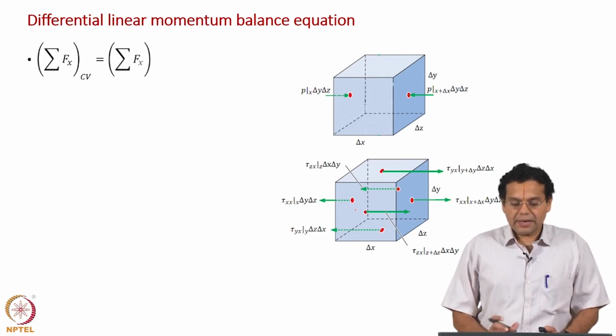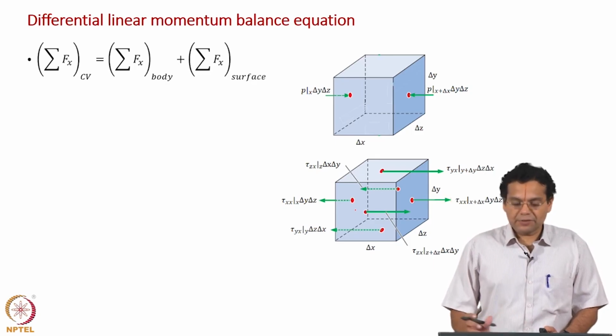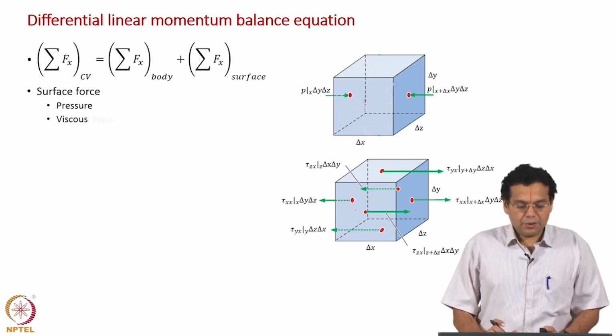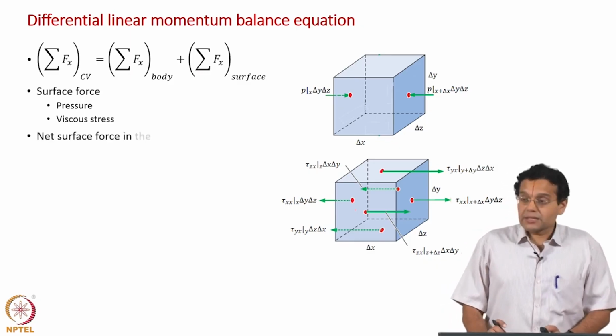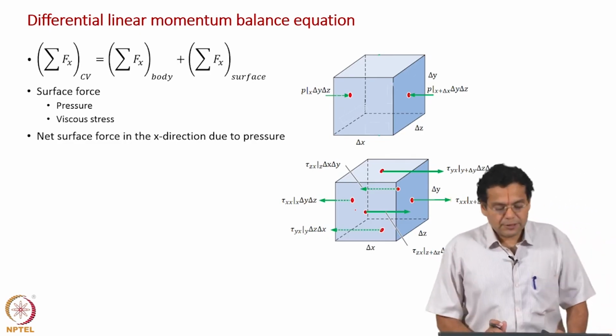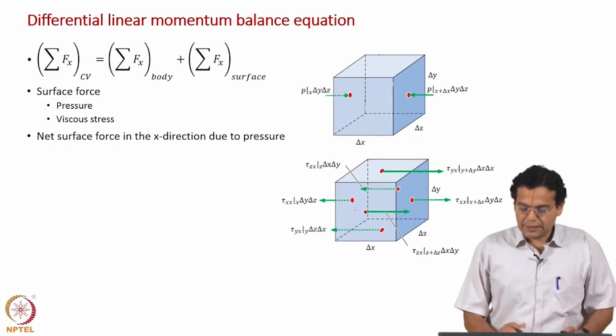First we will write the right hand side. We know the forces are split into body forces and surface forces on the right hand side. Surface forces are due to pressure and due to viscous stresses, and now let us write down the expression. Okay. Net surface force in the x direction due to pressure. Okay. How do you write?